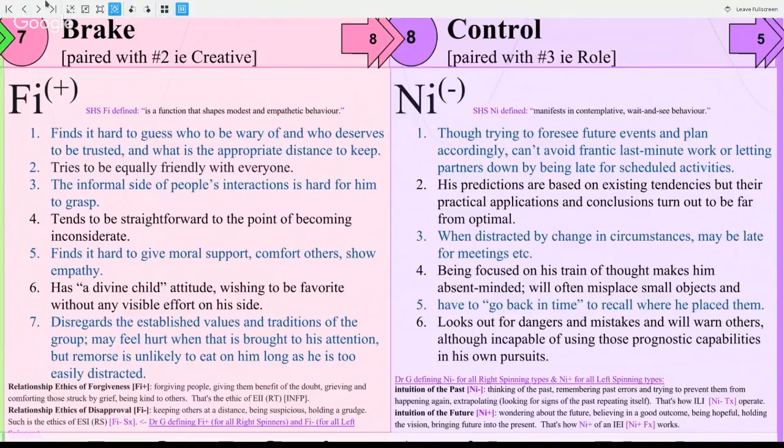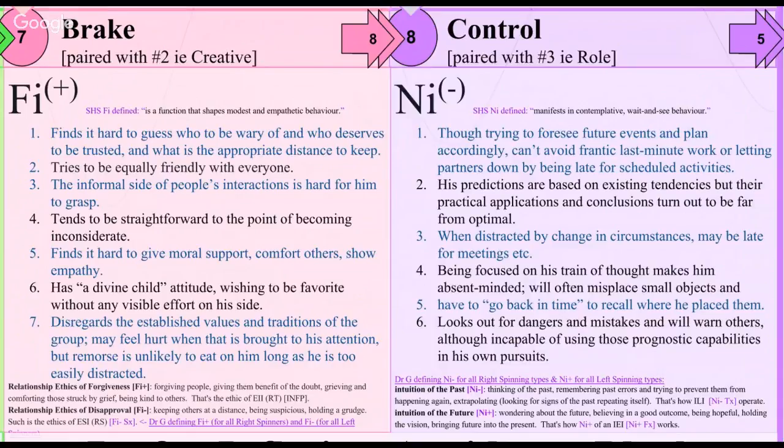A little bit cheeky though, about the divine child attitude. I was reading that right now. It's pretty astonishing. Yeah, socionics can be a little bit blunt about people's weaknesses.